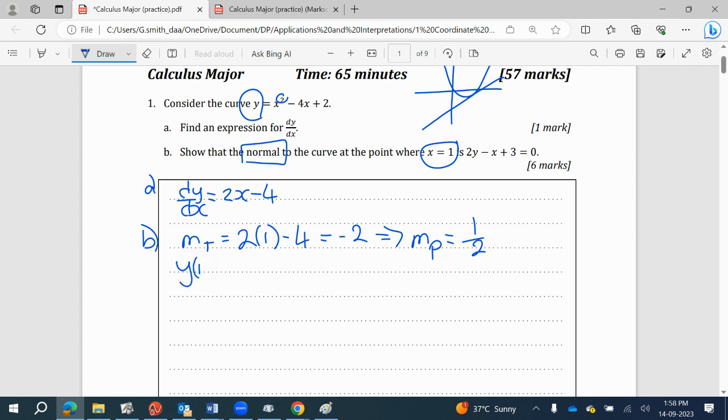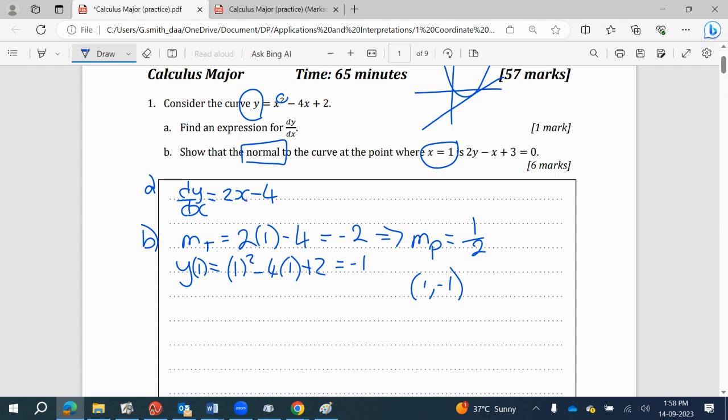So if we put that into the function as well, we want to find y of 1. So we take y of 1, we get 1 squared minus 4 times 1 plus 2. So that's going to be 3 minus 4, so negative 1. So this is telling us now that the point that it goes through is (1, -1). And at that point, the slope of the normal is a half.